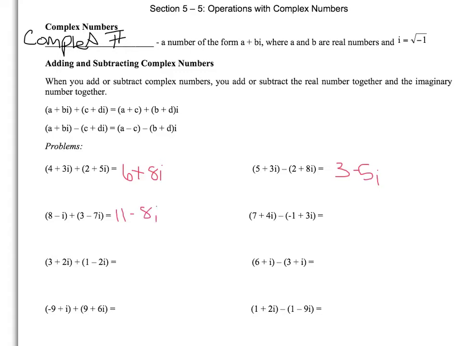7 minus negative 1 is 8. 4i minus 3i is i. 3 plus 1, 4. 2i plus negative 2i is 0, so we can just write a 4. 6 minus 3 is 3. i minus i is 0. Negative 9 plus 9 is 0. i plus 6i is 7i. 1 minus 1 is 0. 2i minus negative 9i is positive 11i.